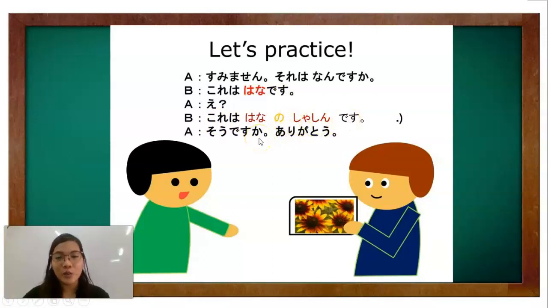Sodeska. Arigato. Okay, good job for that. How about let's try switch role. So you will be A and I will be B. Okay? On 3, 2, 1, go.